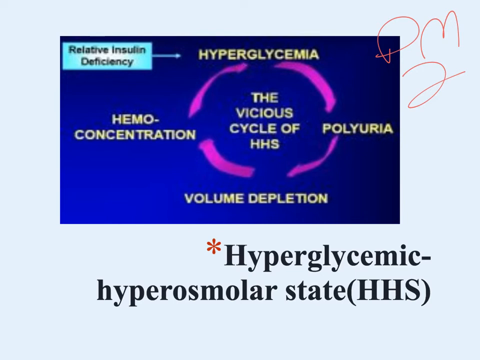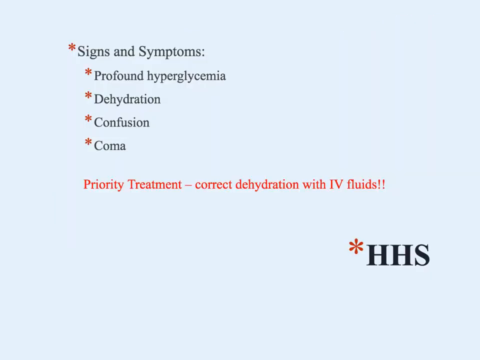Dehydration is the most common cause of HHS. HHS occurs almost exclusively in patients with diabetes type 2. It's usually in older adults who are unaware that they are diabetic. This is typically how they get diagnosed sometimes. These are the signs and symptoms of profound hyperglycemia, and we're talking somewhere upwards of 800 to 2,000.